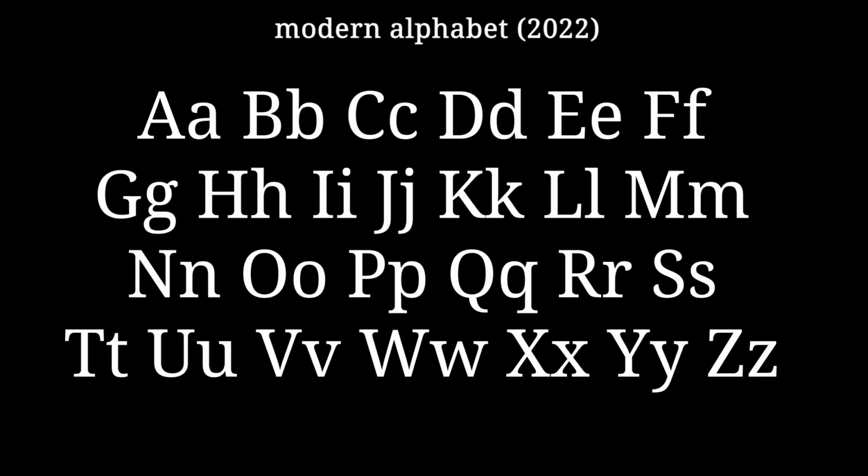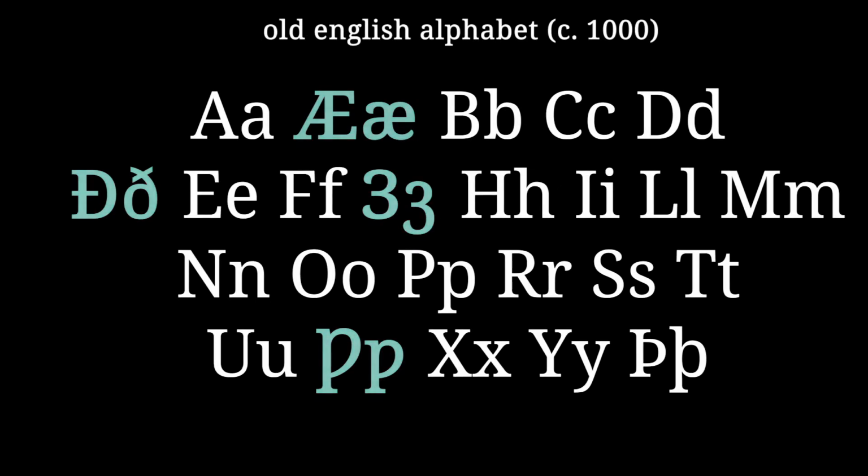We all know there are 26 letters in the English alphabet, but how many were there? How many do we not use anymore? This is the modern Latin alphabet we use today, and this is what it used to look like around the year 1000, when Old English wasn't old.